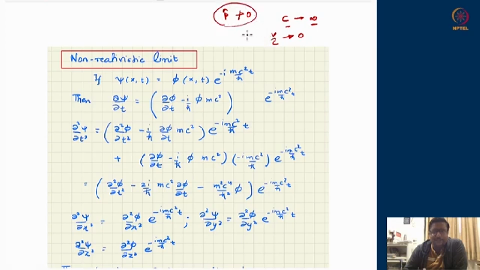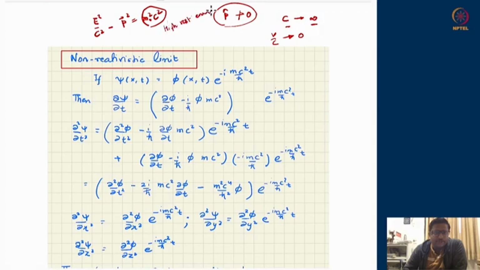I can maintain p, and whenever I see an appearance of c, I will compare terms wherever c is present or not, and see what happens in the c tending to infinity limit. One thing which will happen is, in the relation we wrote down, E squared upon c squared minus vector p squared was supposed to be m naught squared c squared. So the right hand side is going to become very large. That is a very high rest momentum or rest energy.